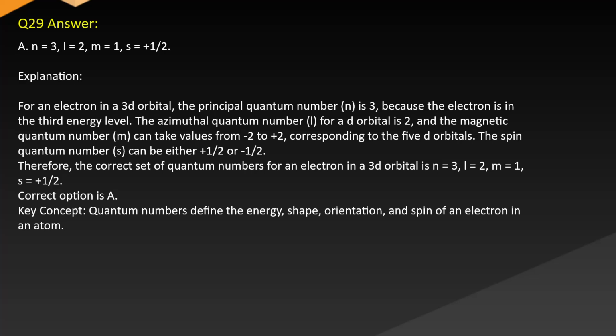Explanation: for an electron in a 3d orbital, the principal quantum number n is 3 because the electron is in the third energy level. The azimuthal quantum number l for a d orbital is 2, and the magnetic quantum number m can take values from -2 to 2, corresponding to the 5 d orbitals. The spin quantum number s can be either plus 1/2 or minus 1/2. The correct set of quantum numbers for an electron in a 3d orbital is n equals 3, l equals 2, m equals 1, s equals plus 1/2. Correct option is A. Key concept: quantum numbers define the energy, shape, orientation, and spin of an electron in an atom.